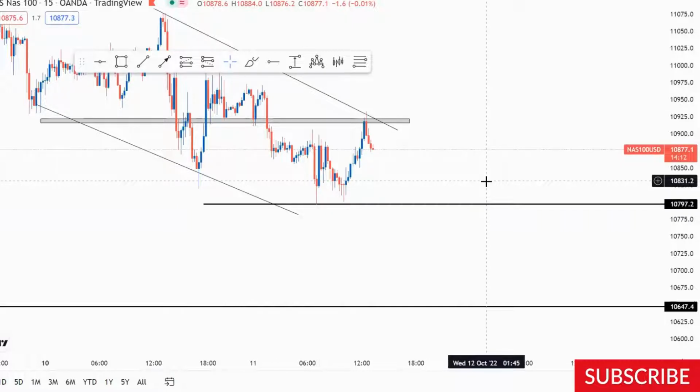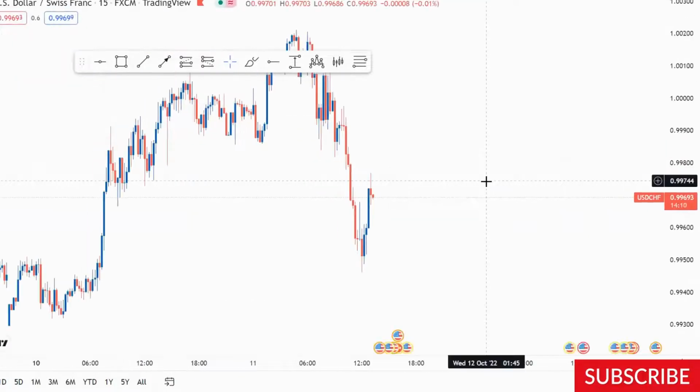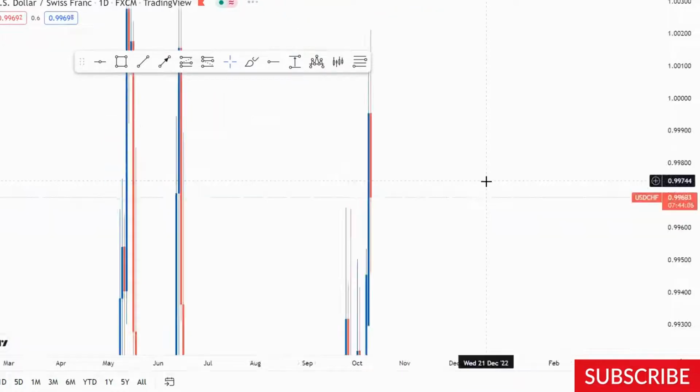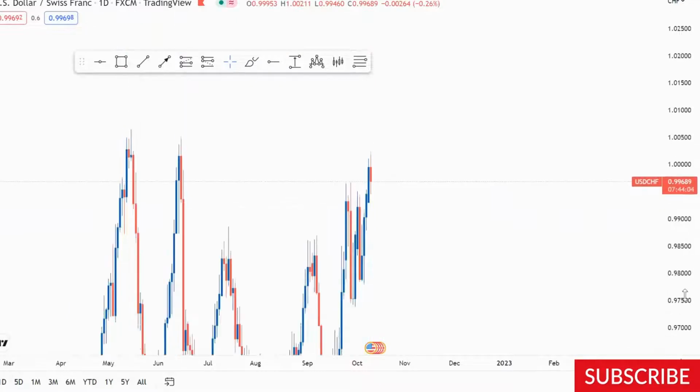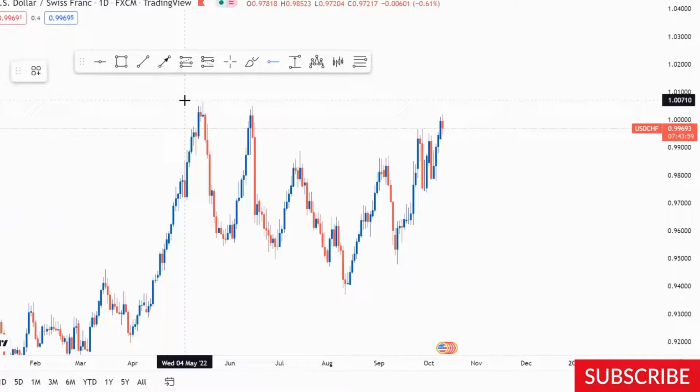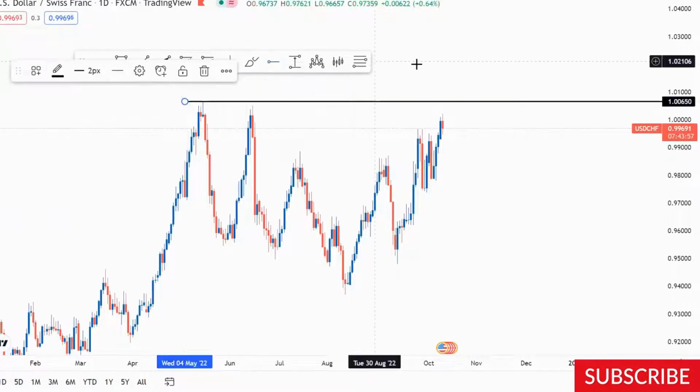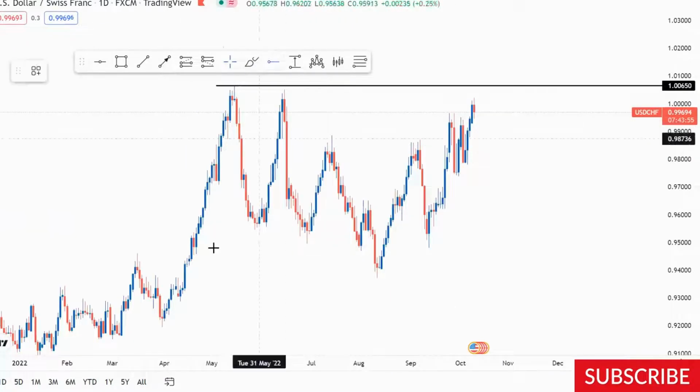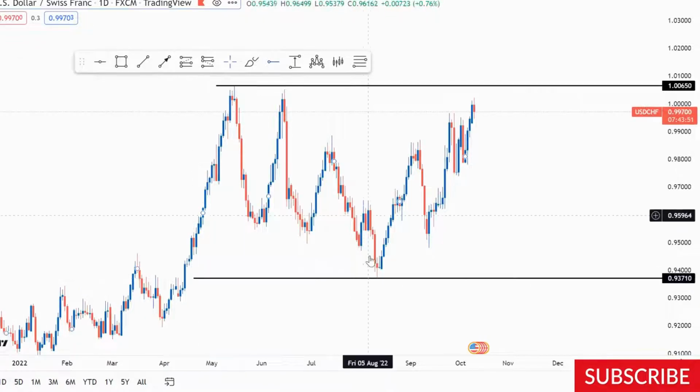So let's move forward now to another pair, which is USD Swiss francs. So let's go to the daily time frame again. Dropping it to the daily time frame, we can see that we may have reached our higher high over there, and then the market is currently in a consolidation, right?